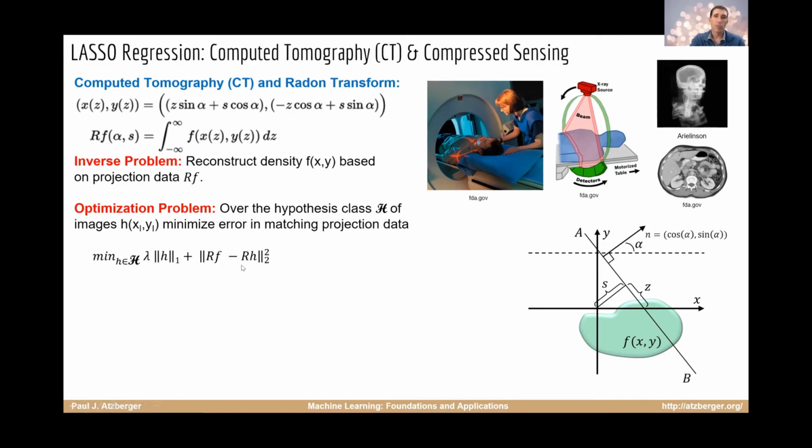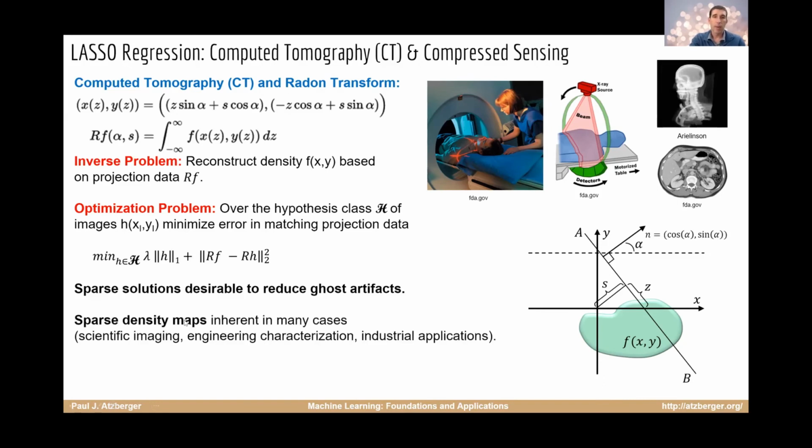Now, as I mentioned before, solving this least squares problem isn't well posed. And so we're going to add this additional regularization: out of all the models that seem to do a pretty good job of fitting the Radon transform data, we're going to pick the one that has the smallest L1 norm. That's going to tend to sparsify the solutions. And in practice, that's going to lead to results that have fewer ghost artifacts. So sparse density maps, as I mentioned, are inherent in many problems that come up in scientific imaging, medical imaging, engineering characterization, industrial applications, and so on.